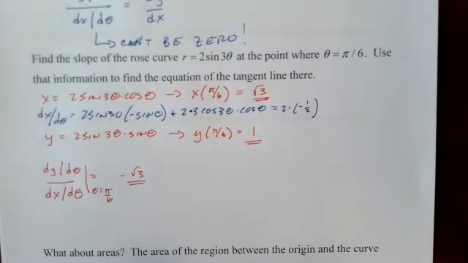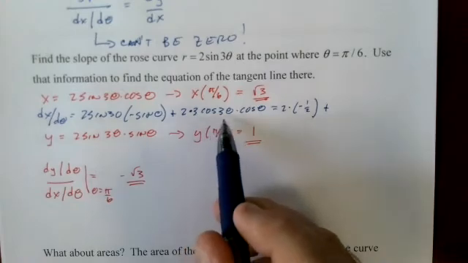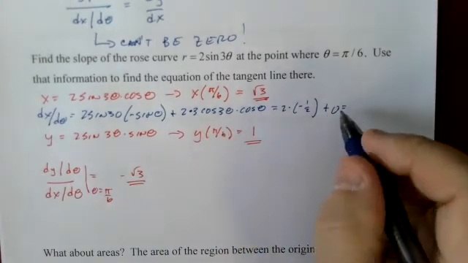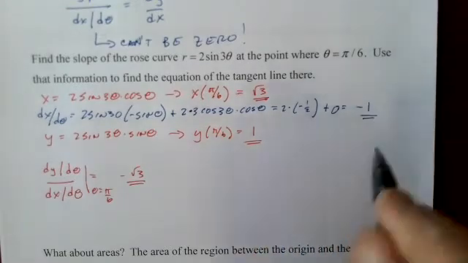Sine of pi over 6, 1/2. Plus cosine of pi over 2 is 0. Yes, that's what we want to see. Everything cancels out. We get -1.